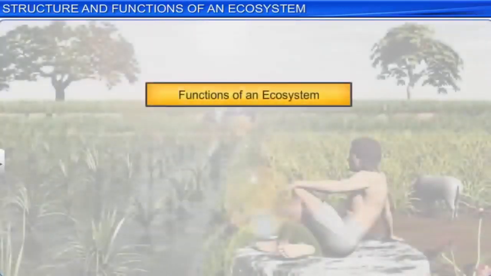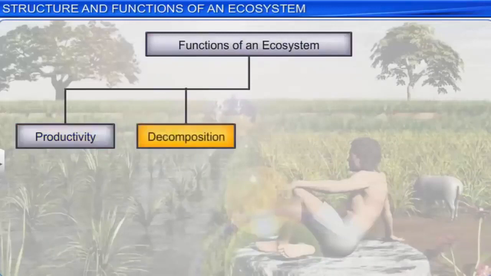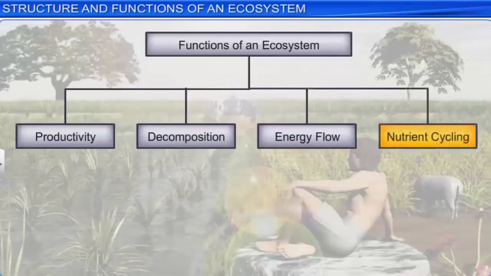Now, let us learn about the functions of an ecosystem. All ecosystems, big or small, perform four major functions, namely productivity, decomposition, energy flow, and nutrient cycling.